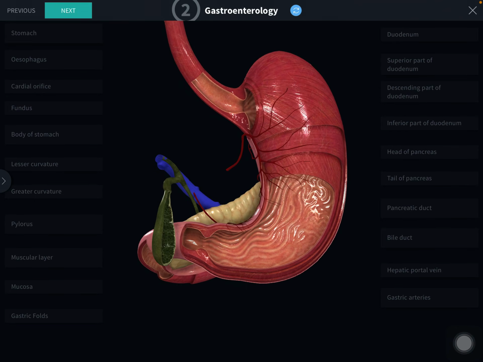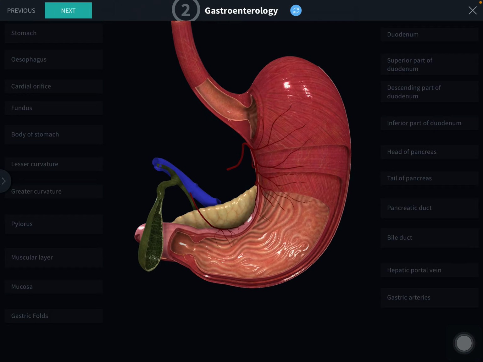So we have quickly revised the important practical relations of the stomach, duodenum, extrahepatic biliary apparatus, portal vein and the pancreas. For detailed description of all these classes, you go through the playlist Gross Anatomy of Abdomen, which we have covered already.